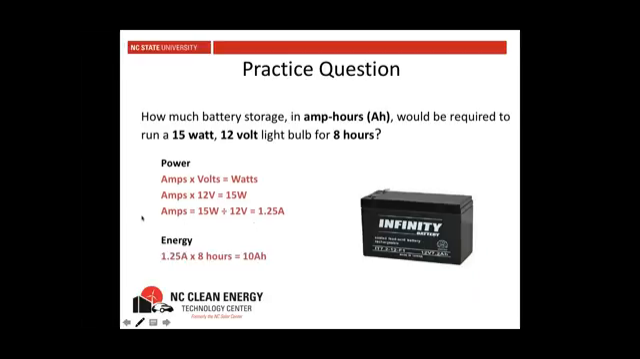1.25 amps for 8 hours is 10 amp hours. So we would need 10 amp hours of battery storage to be able to keep that 12 volt, 15 watt light bulb turned on for 8 hours.